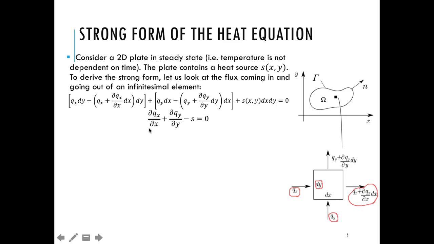Now recall that del qx by del x plus del qy by del y is something we already know. This is the divergence of q, so I can write this as del dot q. Expanding del dot q, I get this. It's the divergence of q, so I can write it in vector notation like so: del dot q minus s equals 0, noting of course that s is a scalar variable. The heat source is just a scalar. So this basically gives me the conservation law, which is the physical law that must be fulfilled for this heat conduction problem.